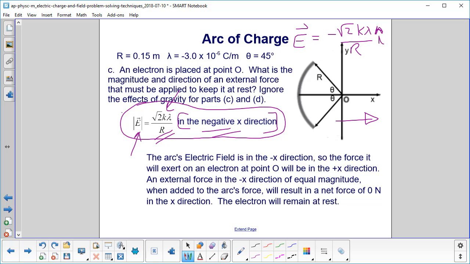So what do I need? I need an external force in the negative x direction of equal magnitude that, when added to the arc's force, will result in a net force of 0 newtons. That will keep the electron at rest.